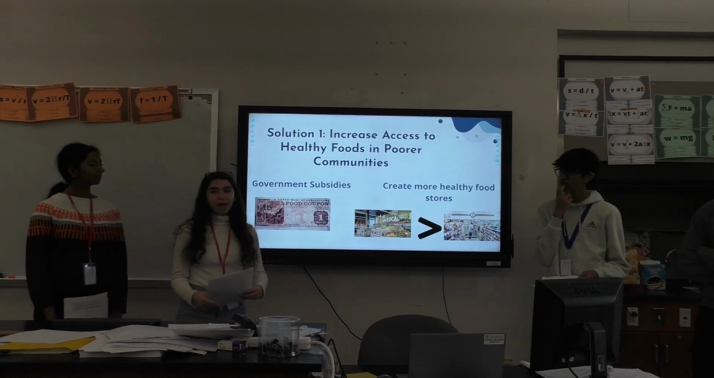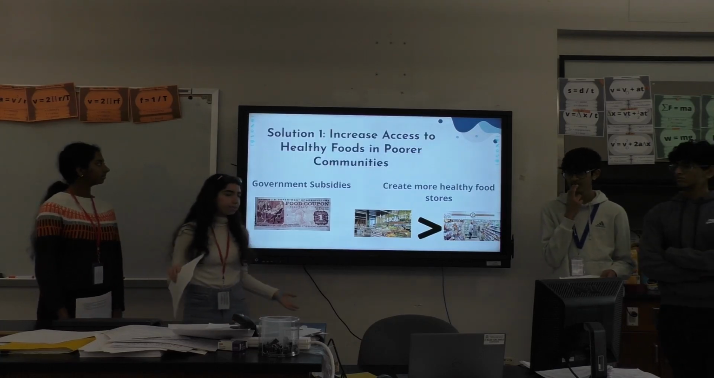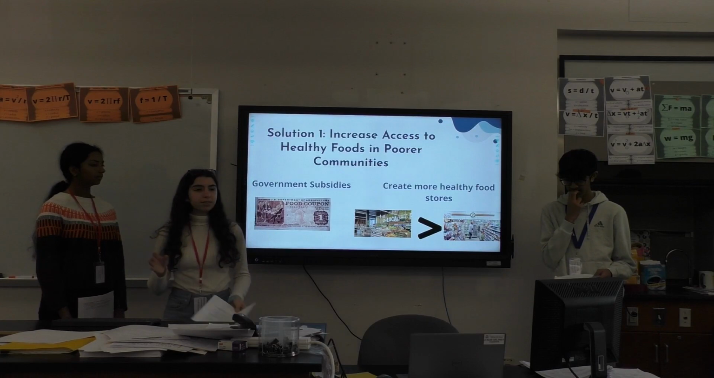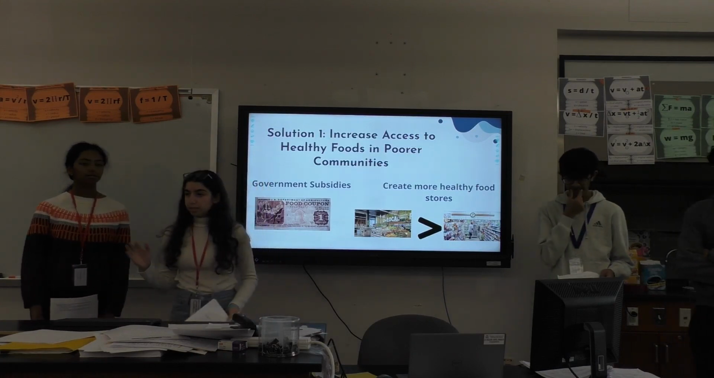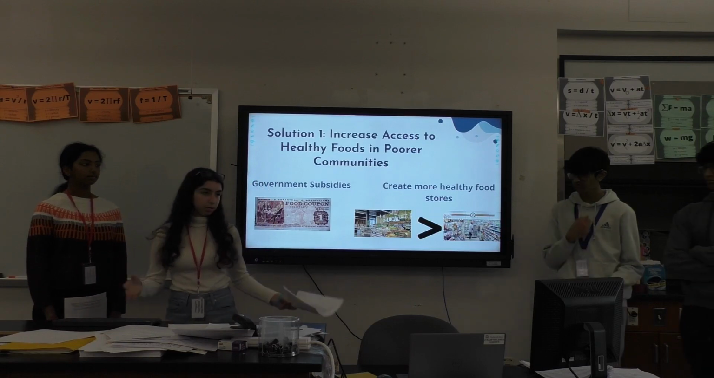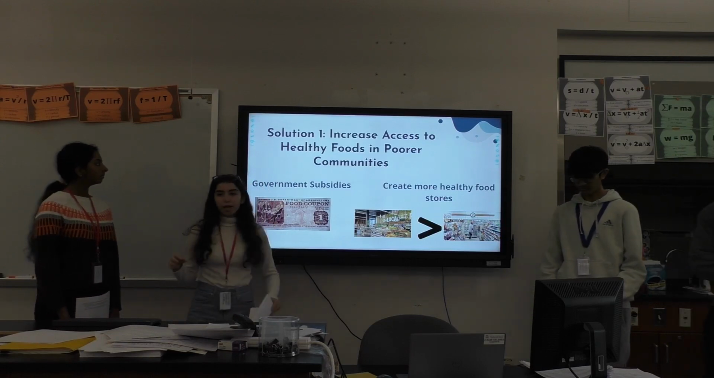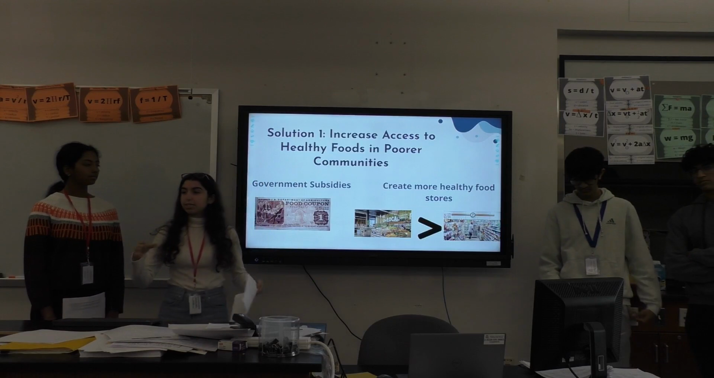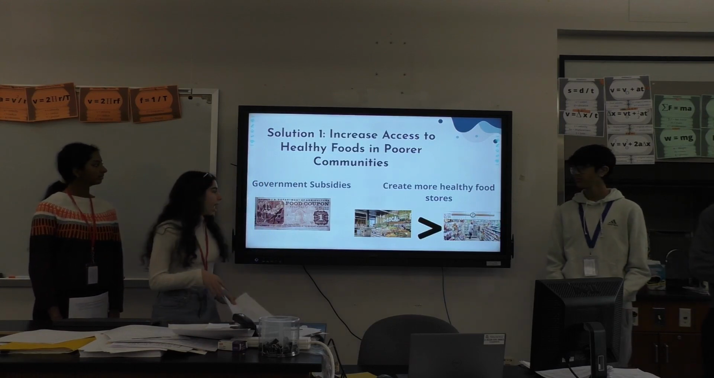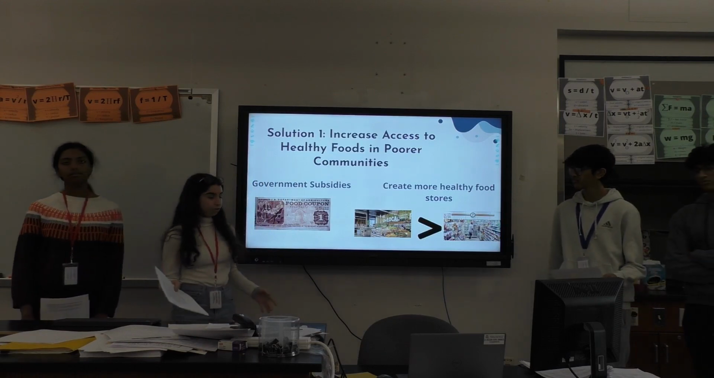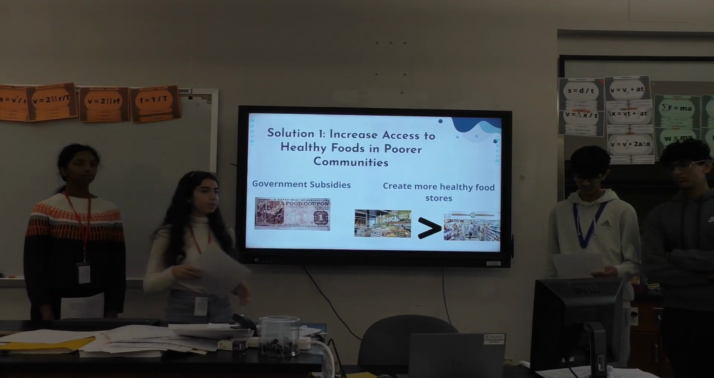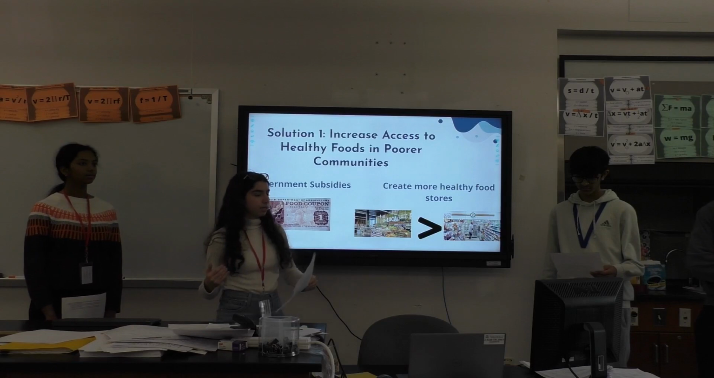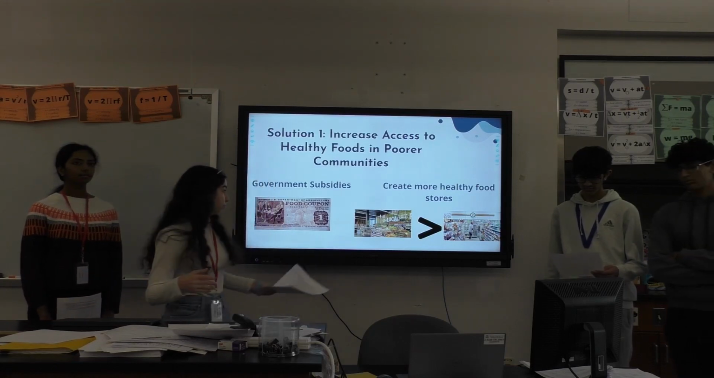So the first solution that we came up with was increasing access to healthier foods. So this would be targeted at poorer communities, and many minorities are disproportionately represented in poor communities. So this could also help deal with the disparities in different ethnic groups. So there would be 2 parts to this solution. The first would be to implement government subsidies, and that would essentially bring down the price that lower income parents would have to pay for these healthier foods.